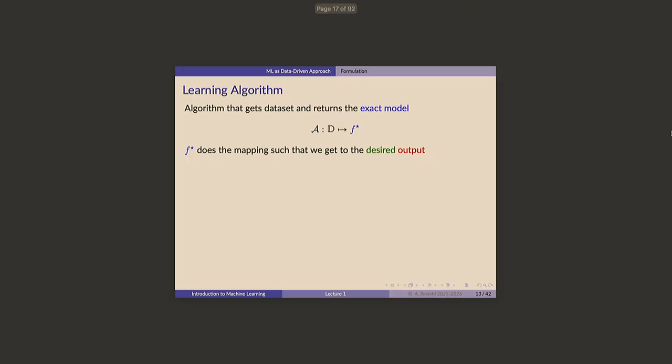OK, now, what about the learning algorithm? The learning algorithm is easy to define, right? It's going to look at the data set, all of the samples that you collected. It's going to find you a very good model, f star. This is what I show by f star. Now, you might ask, what do you mean by f star? You told us that this model itself is a function. Now, what is f star doing here?